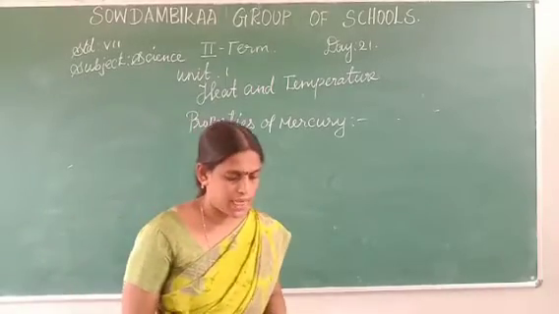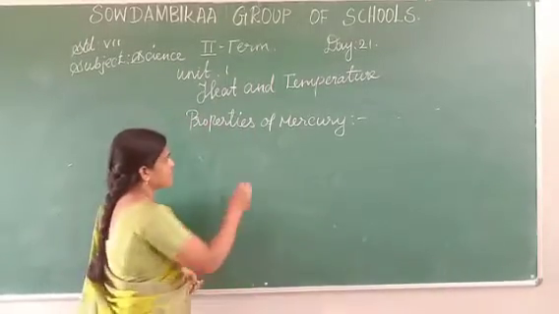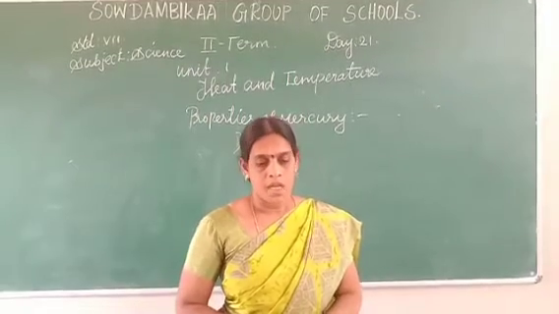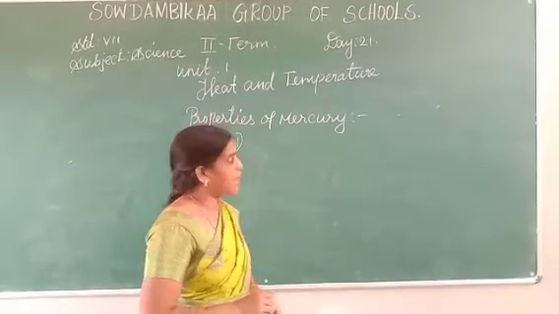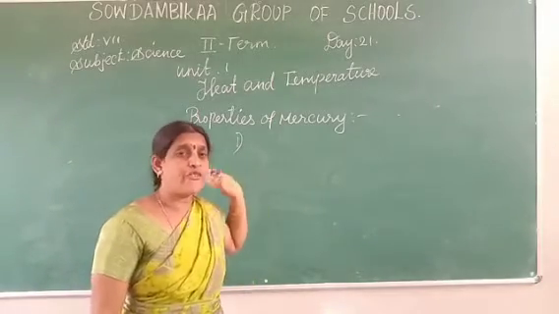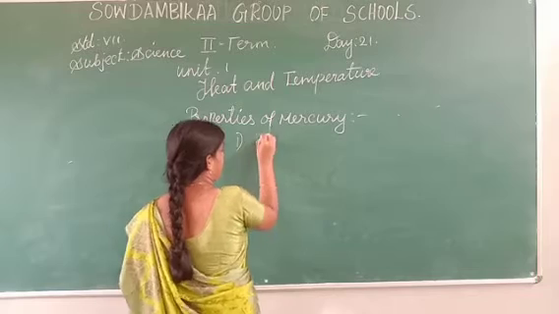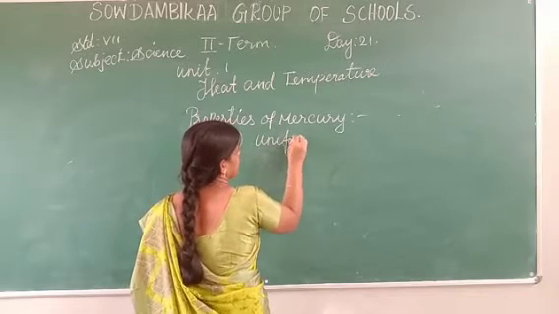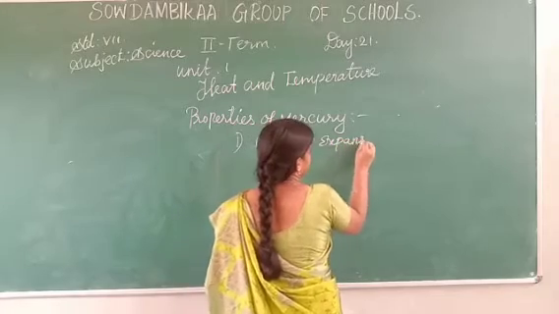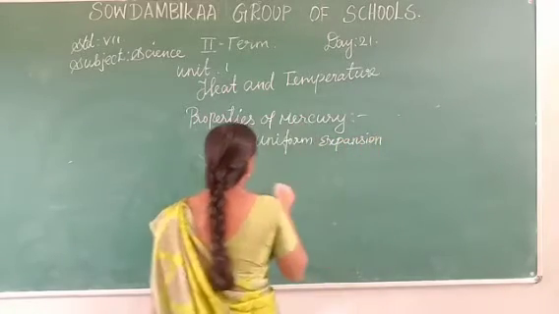What are the properties of mercury? The first property is uniform expansion. Uniform expansion. This is the first property.